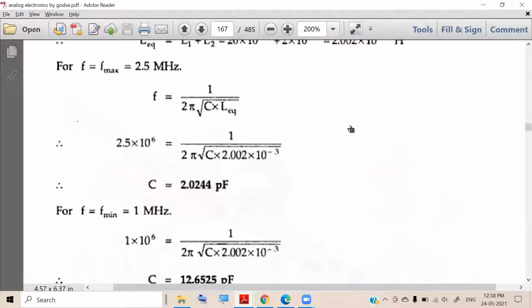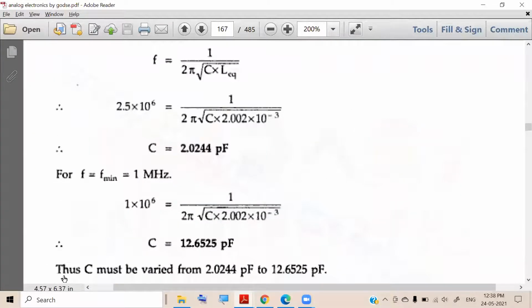So the answer is, if you want to change the frequency from 1 megahertz to 2.5 megahertz, the capacitor must be varied from 2.008 picofarad to 12.5 picofarad. Okay, clear? Any doubts, students?